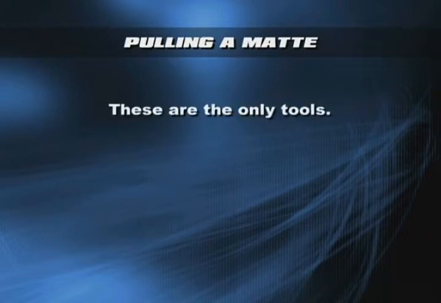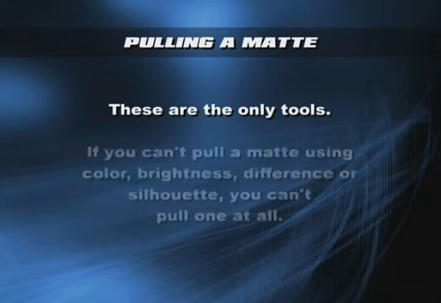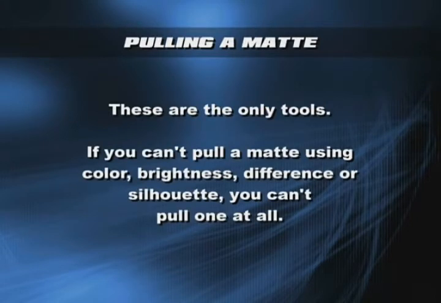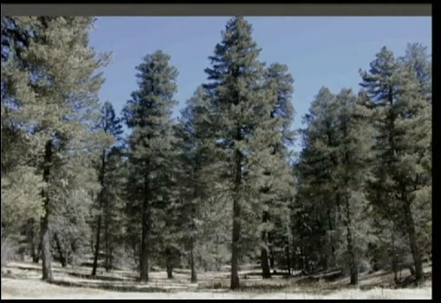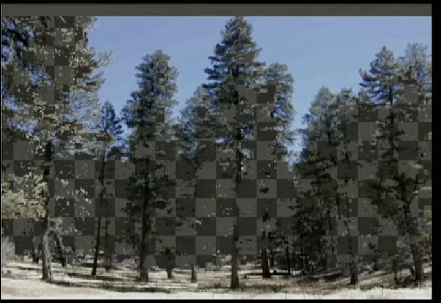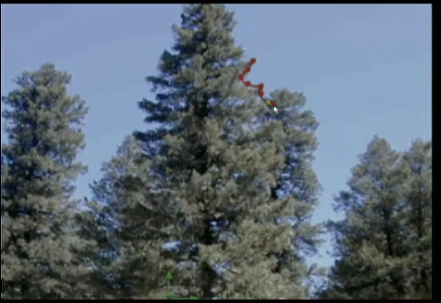Now, believe it or not, as far as automatic matting goes, these are the only tools the compositor has. If you can't pull a matte using either color, brightness, difference, or silhouette, you basically can't pull a matte at all. This often comes as a surprise to directors and DPs, but there are no magic buttons. If, for example, we had the idea that this pine tree should glow pink, there's absolutely nothing that distinguishes that tree from the others and nothing for a keyer to grab. Painting a matte would be a monumental task. And if the camera were also moving, it would probably be impossible.